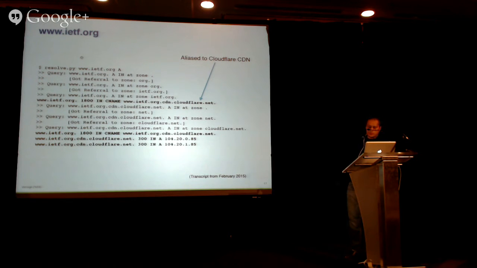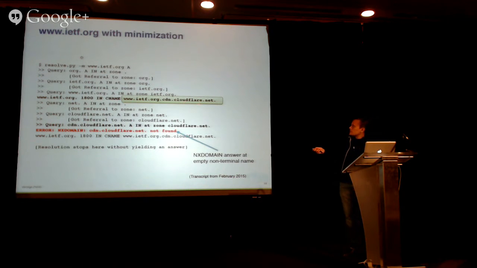So this is how normal resolution works. Let me flip to the next one. The same thing happens here. The first label, cdn.cloudflare.net, if we take that domain name, we result in an NXDOMAIN here, and we stop. So that doesn't resolve either.